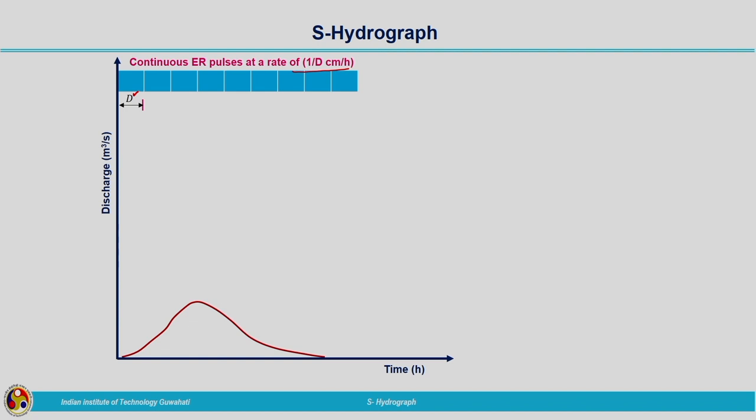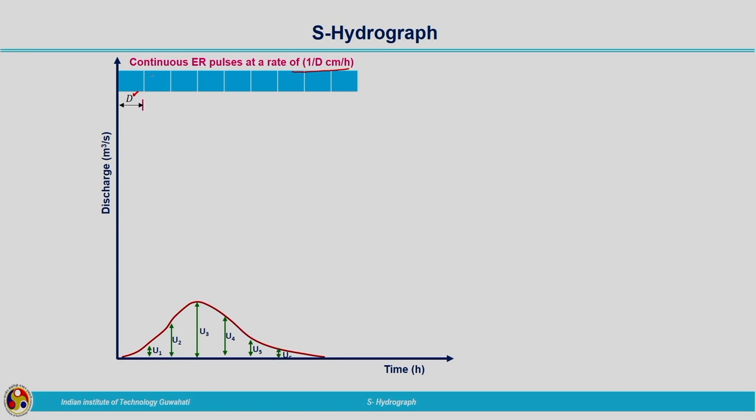The same unit hydrograph will be lagged by Dr hours corresponding to each and every effective rainfall pulse. So this unit hydrograph has ordinates represented by u1, u2, u3, u4, u5 and u6.